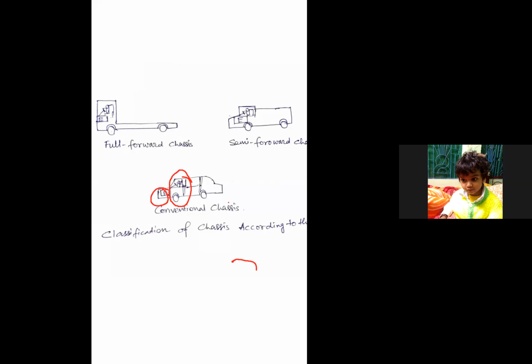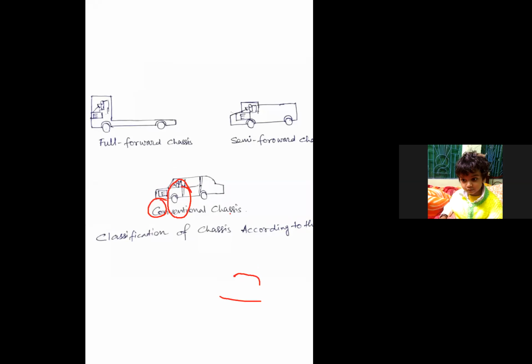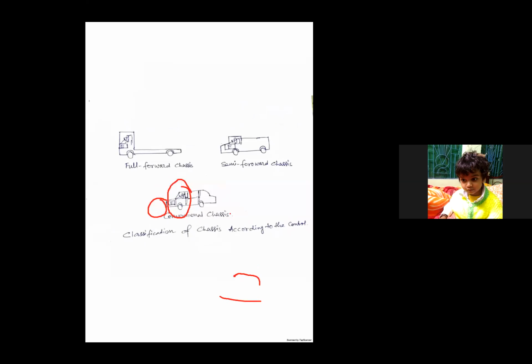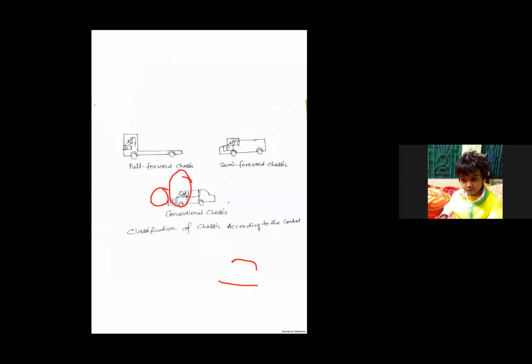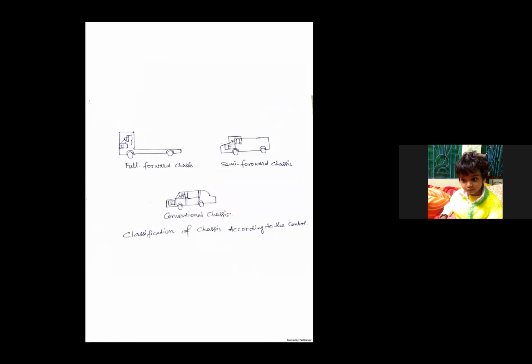Okay. So, as the classification according to the driver's control, the chassis is conventional type, semi forward chassis, and full forward chassis. In the full forward chassis, the engine is located inside the driver's cabin. In the semi-forward type chassis, some part of the engine is located inside the driver's cabin. And in the conventional type of chassis, the total engine is located in front of the driver's cabin. These are the main differences between the three types of chassis.